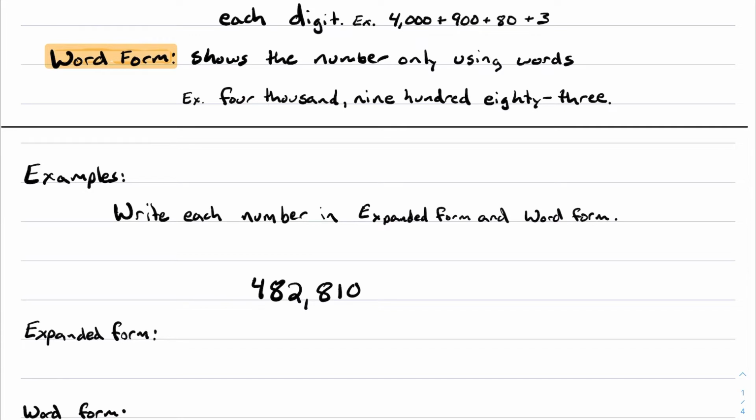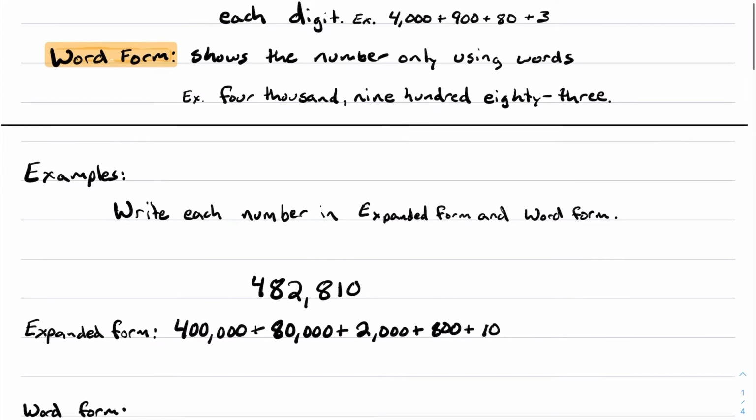So 482,000. We have 400,000. Then we just keep going from left to right. Then we have 82,000, so we're going to get our 80,000 in there. Then we have a 2,000. Those cover all the digits in the thousands period. Then we're just going to keep adding. 810, so then we have 800 and we have 10. We just have a 0 in our ones digit, so we don't have to add 0. We can just stop at 10.